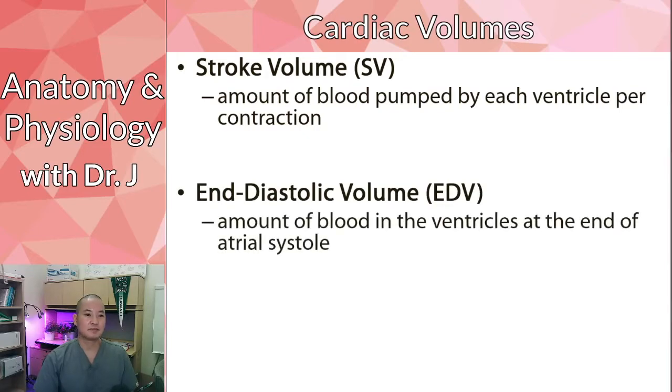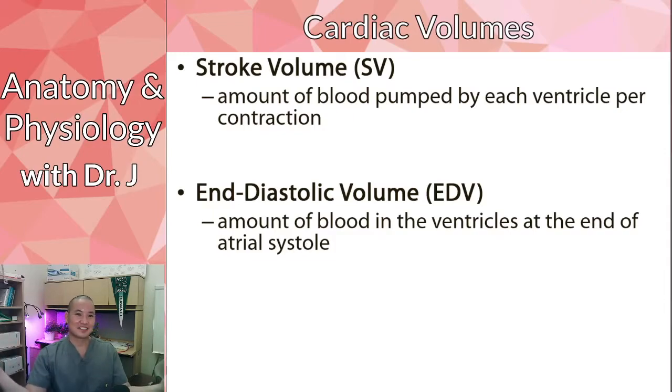Now the end diastolic volume, what is that? This is the amount of blood in the ventricles at the end of atrial systole. And again, this is why you need to know systole and diastole. Or actually, not at the end of atrial systole, it should be diastole. I made a mistake there. Oh, wait, actually that is right, it is atrial systole.